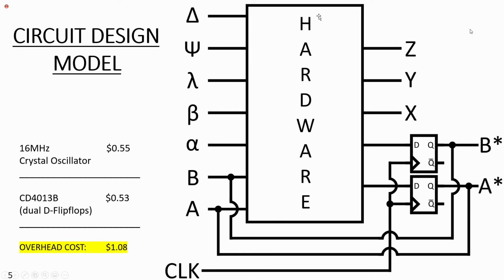Put our hardware in the A star, B star feeds out into D flip-flops and then feed back into A and B, which drive the whole design. Regardless of whatever hardware we put in here, there will be an overhead cost of a crystal oscillator, which costs 55 cents, and an IC chip that has 2 D flip-flops built in, which costs 53 cents. So there will always be an overhead cost of $1.08 for implementing.